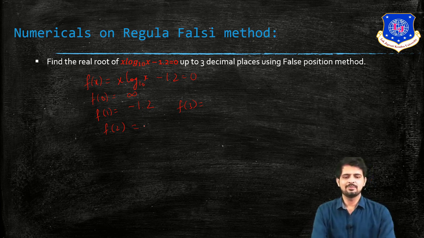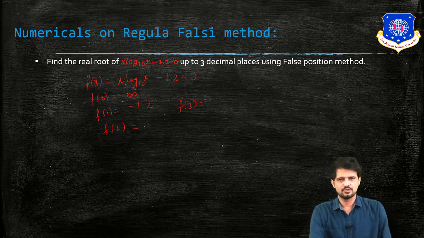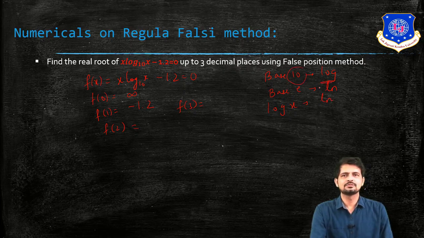There are two logs available in the calculator, log and ln. You have to use log here because base 10 is given. You have to remember, if base 10 is given, then you have to use log. If base 10 is not given, or base e is given, then ln, and if nothing is given, then also ln. If only log x is there, again you have to use ln. If base 10 is there, then only you have to use this log.